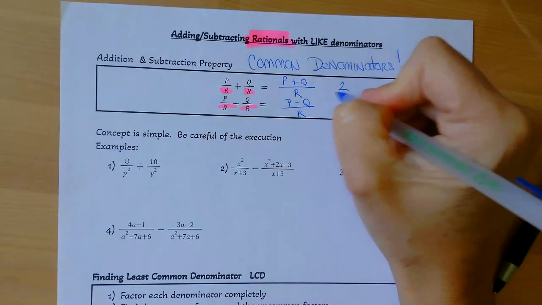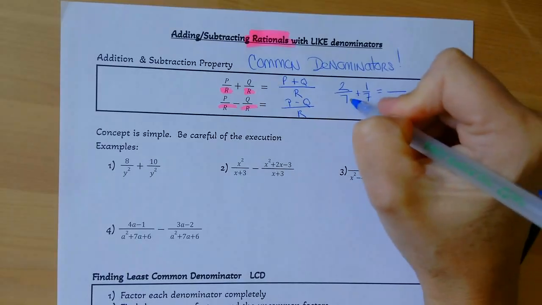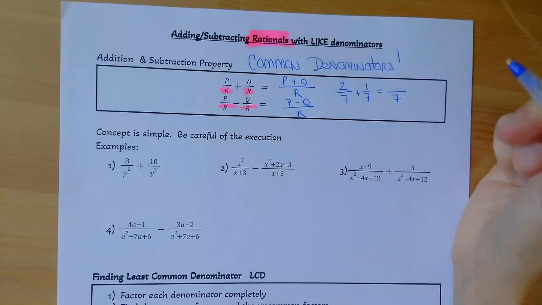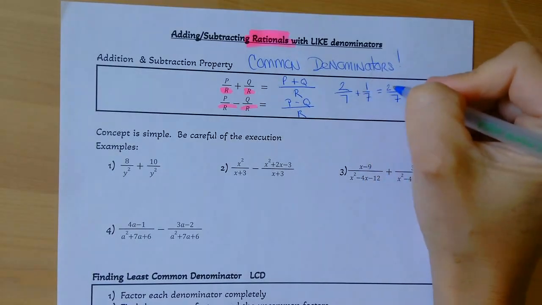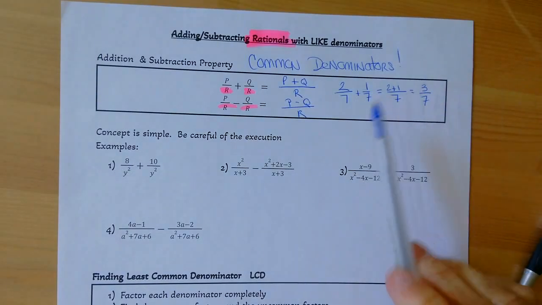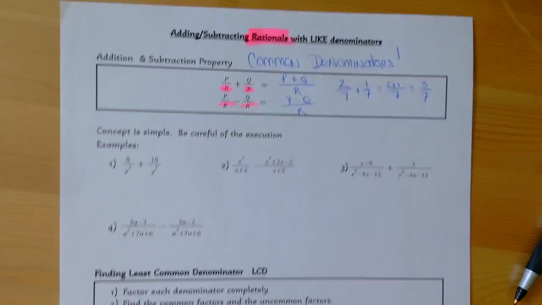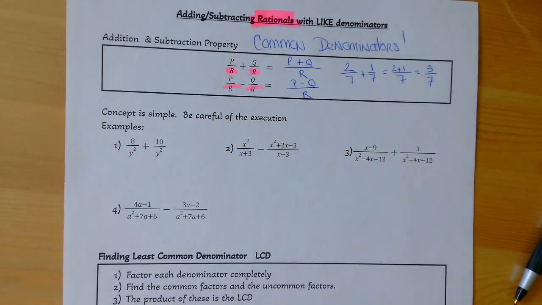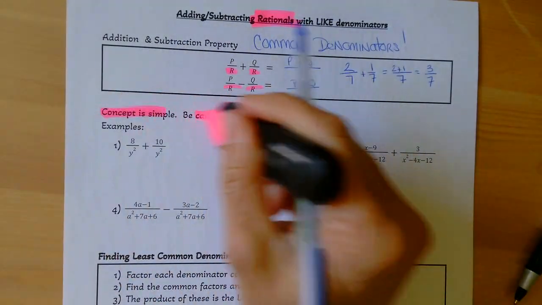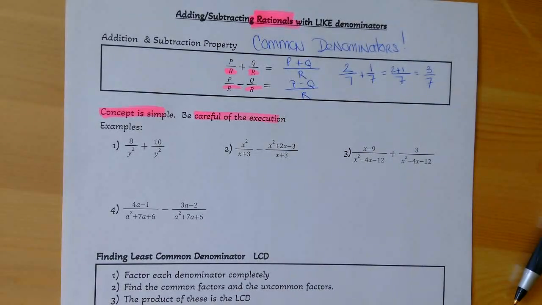Okay, so if I had 2/7 plus 1/7, I'm going to keep my common denominator of 7, and I'm going to add 2 plus 1 to get a total of 3/7. But again, that only works if you have a common denominator. So the concept is simple, right? The execution you got to worry about. And when does it happen the most? With subtraction, friends, because we still have issues subtracting.